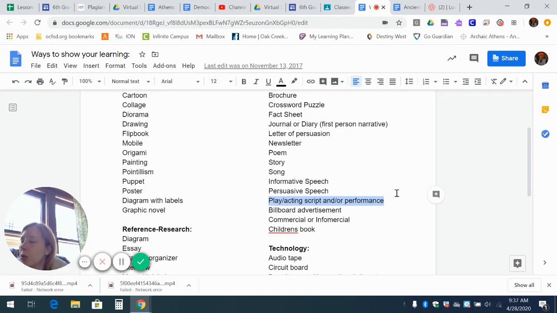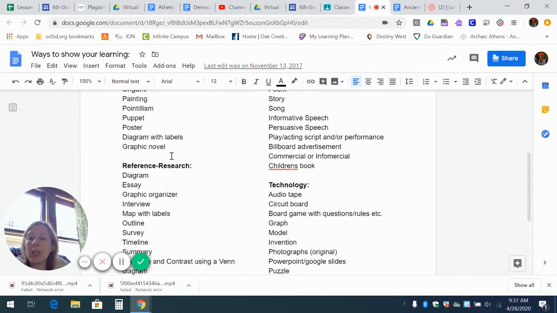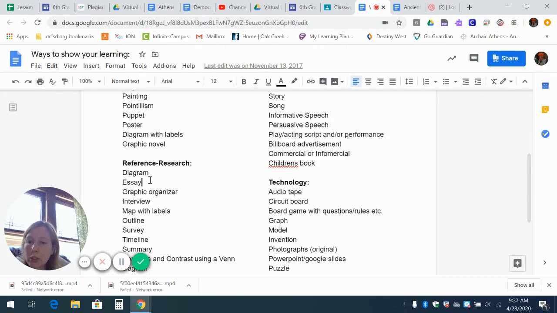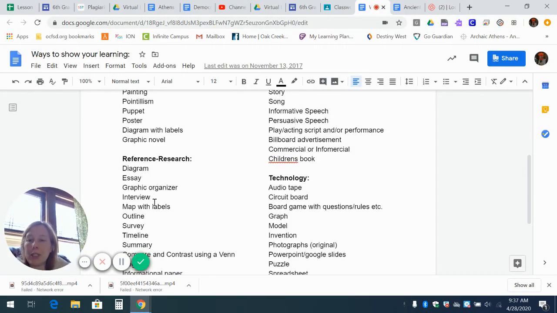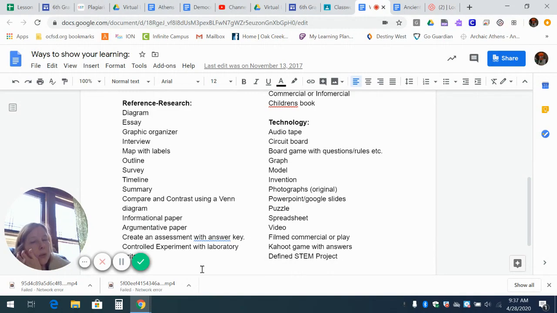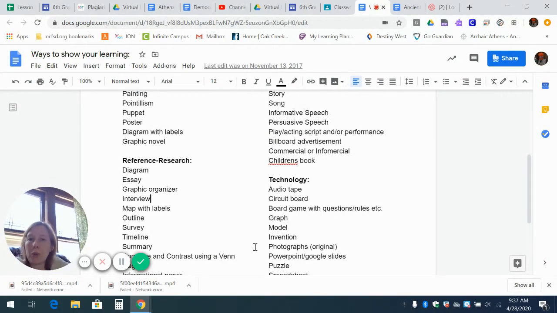I am the only one who is going to be grading this. I am the only one who is going to be seeing this. So I promise, I will not post any of your plays or songs or puppet shows that you create, or your mobile that you did, or your drawing you created, or your essay that you wrote, or the interview you conducted. I won't share it with anybody. It will just be with me. So you can really stretch your creativity on this project.